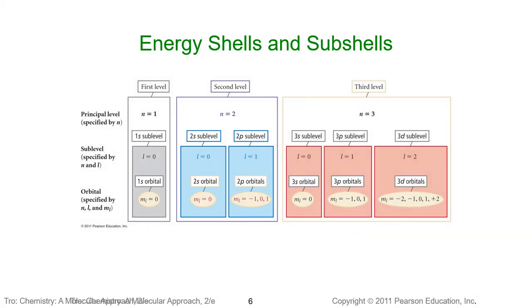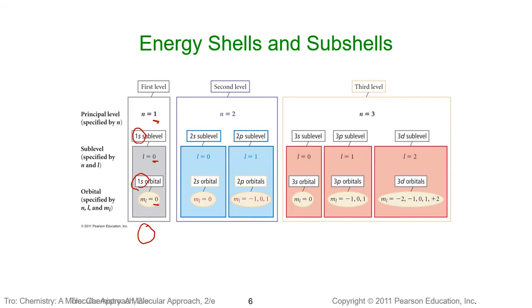So if we are in the first energy level, our principal quantum number would be 1. Our angular momentum quantum number would be 0. So we call this the 1s orbital. The 1s orbital only has one orientation in space, one magnetic quantum number. Remember, these are spherical in shape.